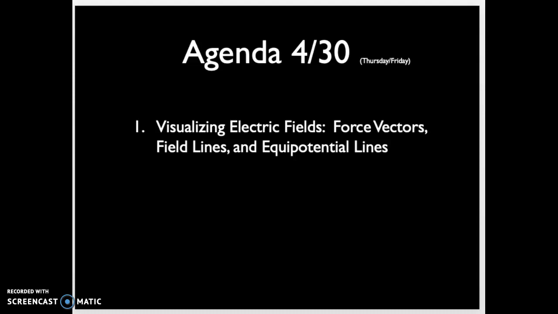Okay, so this is your second slideshow about electrostatics, and now we're going to be talking about how we can visualize electric fields in three different ways. First one is force vectors, then field lines, and then equipotential lines. So let's take a look at each of those.